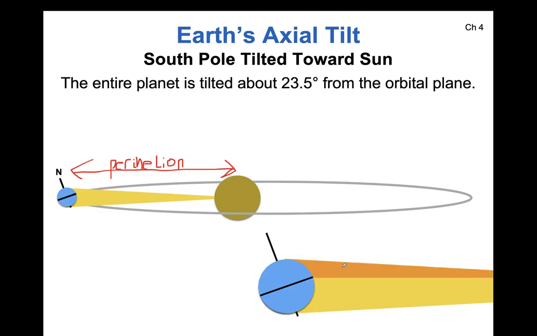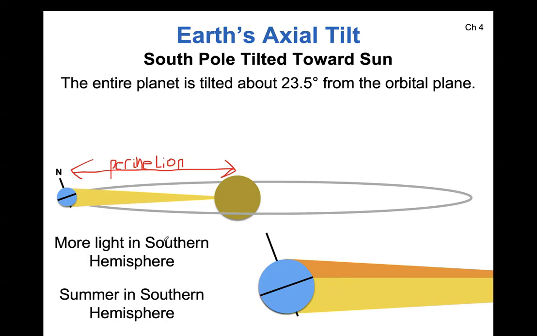Okay, so now we're separating the light by hemisphere. So the orange light is the light in the northern hemisphere, and the light that remained yellow in color is the southern hemisphere light. So we see that at this point in the orbit, at this month of the year, we have summer in the southern hemisphere. Summer in the southern hemisphere.